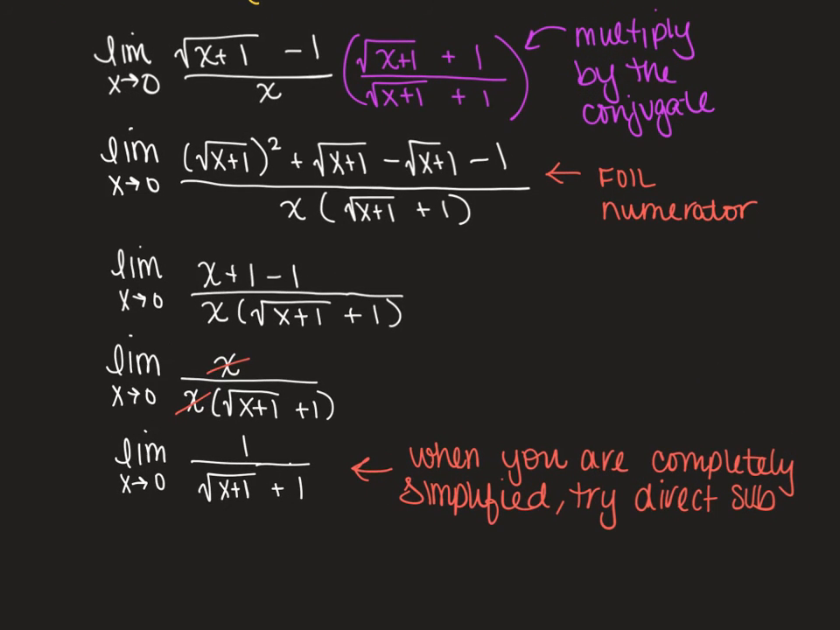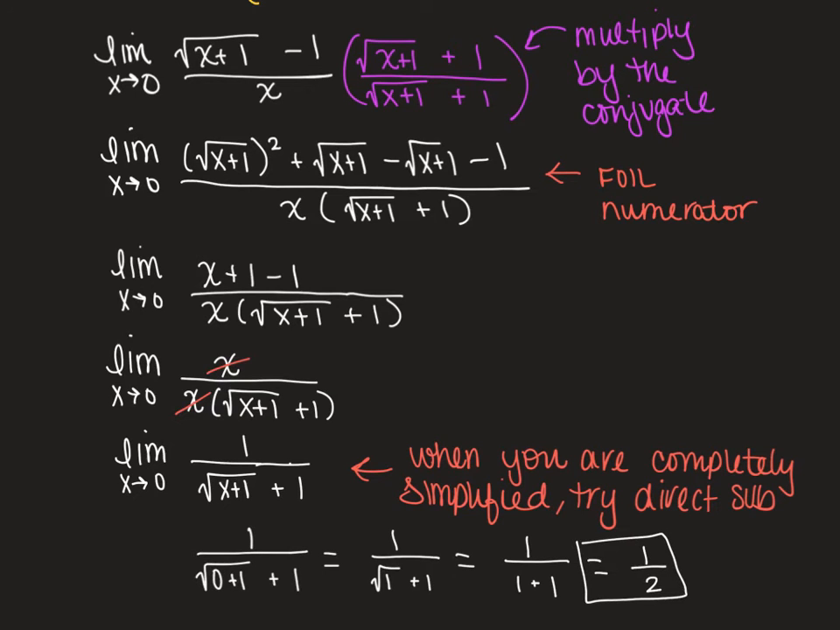So we have 0, so we do not have to write our limit notation because now we are applying that 0. So we have 0 plus 1 plus 1. This is looking good. So I have 1 over the square root of 1 plus 1, which is 1 over 1 plus 1. We're getting there. 1 over 2. We have an answer.